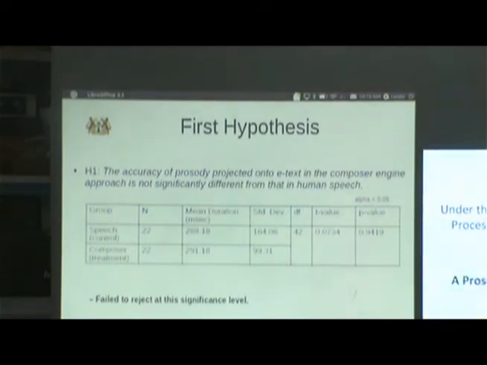Notice I say fail to reject and not accept, because in the scientific field they say you can never accept something. To accept it is an assumption of ignorance, right? So you can't assume that it's true just because you couldn't disprove. So we fail to reject this particular hypothesis.